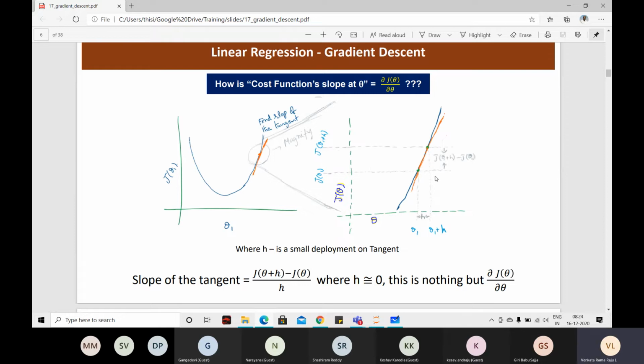Any questions there? J of theta 1 plus h minus J of theta is the height. What is the width? h, the difference between theta 1 plus h and theta 1. What is the slope? This is the slope: J of theta plus h minus J of theta, divided by h, where h tends to 0. I think it's been a long time since you studied calculus, but do you remember this? J of theta plus h minus J of theta divided by h, where h tends to 0.